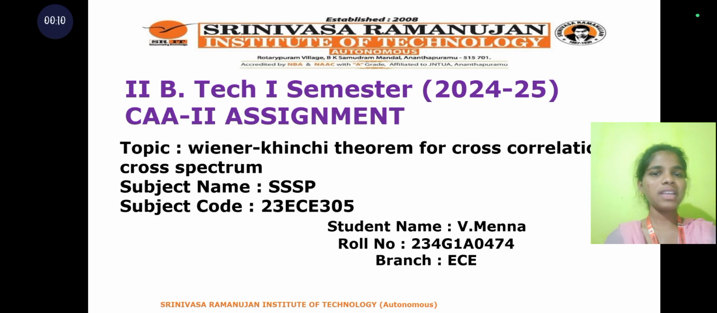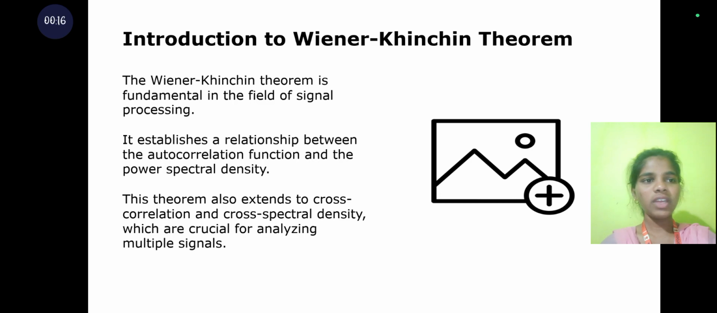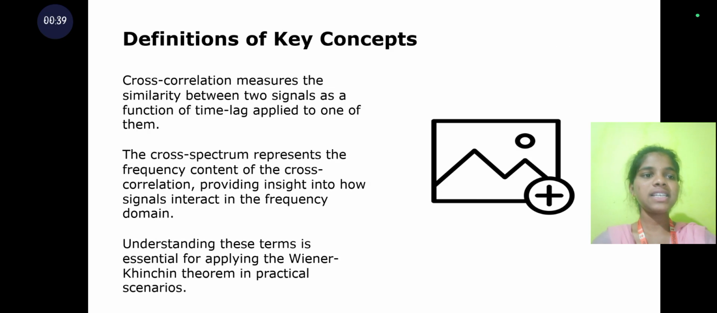Today, my topic is Wiener-Khinchin theorem for cross correlation and cross spectrum. Introduction to Wiener-Khinchin theorem. The Wiener-Khinchin theorem is fundamental in the field of signal processing. It establishes a relationship between the autocorrelation function and power spectral density. This theorem also extends to cross-correlation and cross-spectral density, which are crucial for analyzing multiple signals.